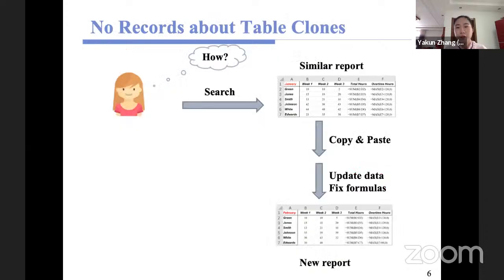However, the reuse process is not recorded, so the spreadsheet system does not record that the two tables were created by copy-paste and modification. Therefore, it's really hard to do spreadsheet analysis related to table clones. So it's really important to detect table clones in spreadsheets.